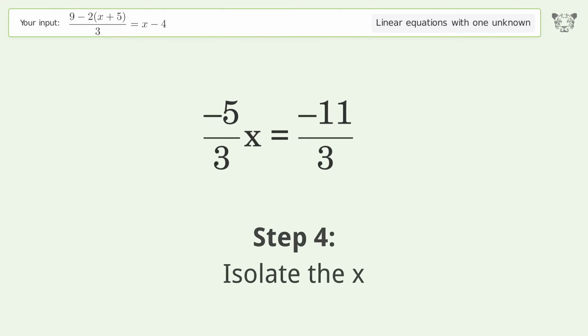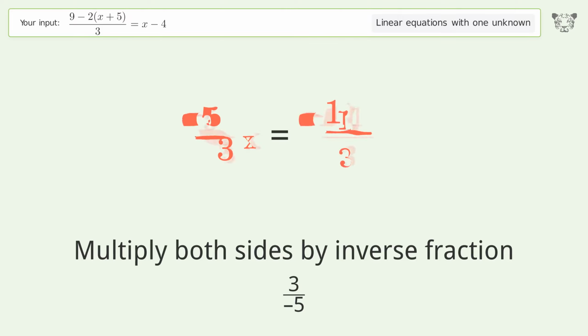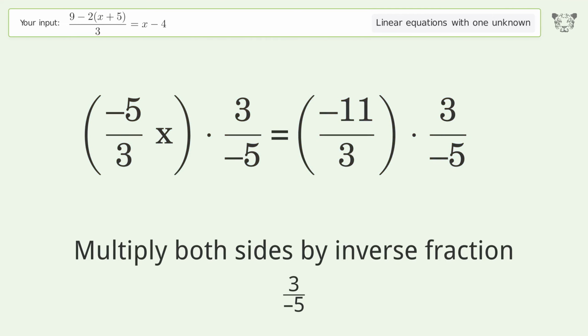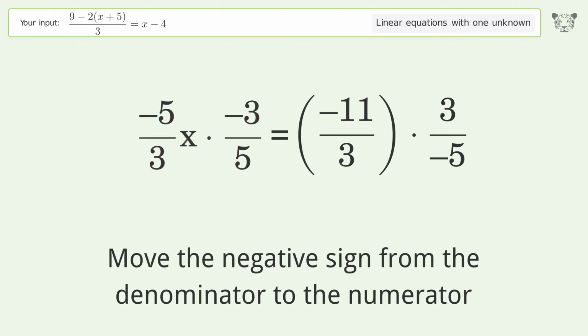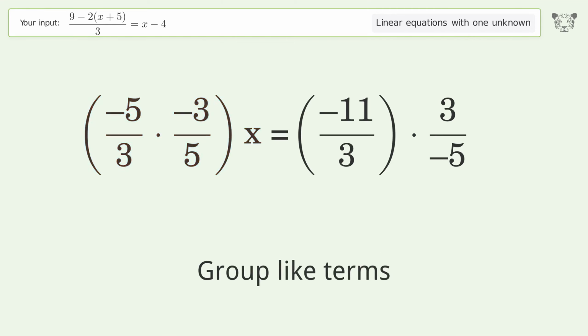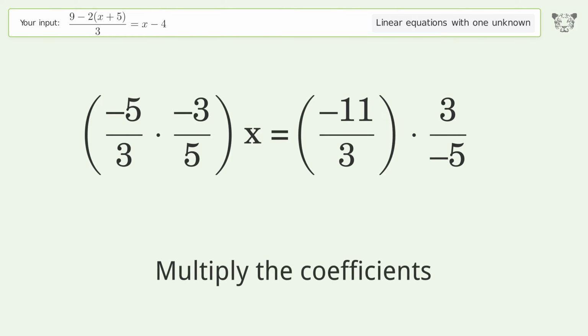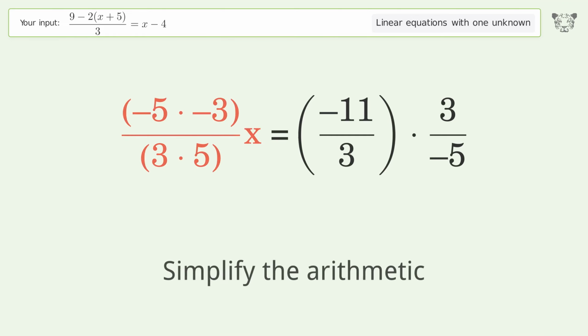Isolate the x. Multiply both sides by inverse fraction 3/5. Move the negative sign from the denominator to the numerator. Group like terms. Multiply the coefficients. Simplify the arithmetic.